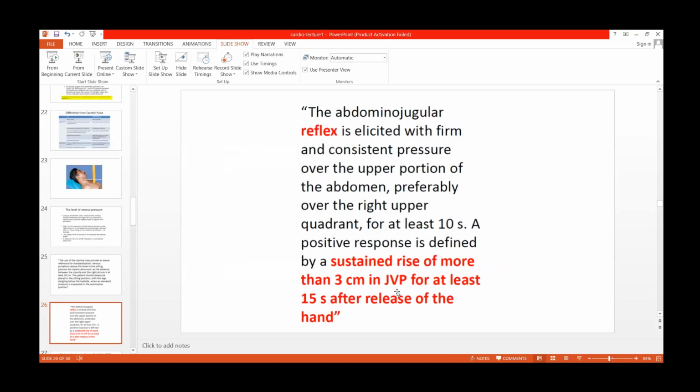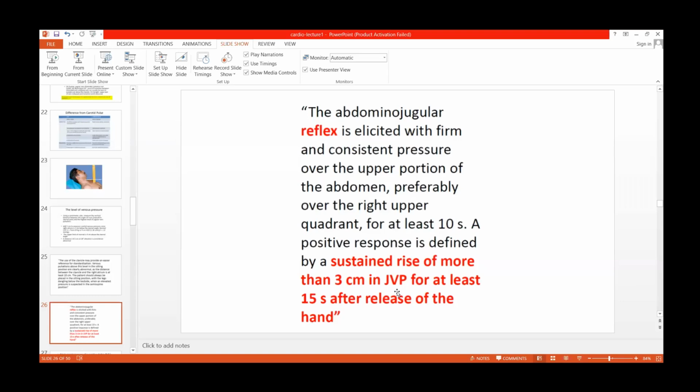That means up to 10 seconds of firm mid-abdominal pressure causes a sustained rise of more than 3 centimeter in JVP for at least 15 seconds after the release of the hand. That means you press for 10 seconds, then release, and it will cause a rise of JVP of at least 3 centimeter for at least 15 seconds. That is positive hepatojugular reflux.